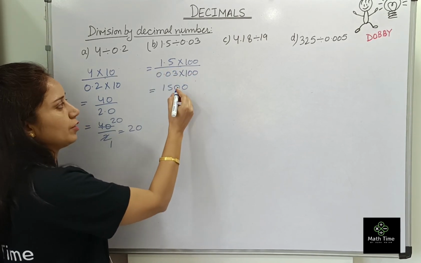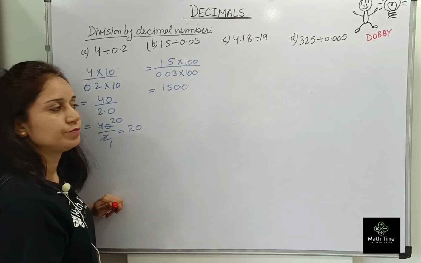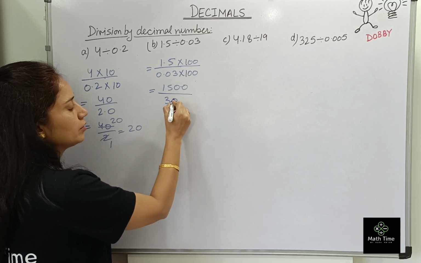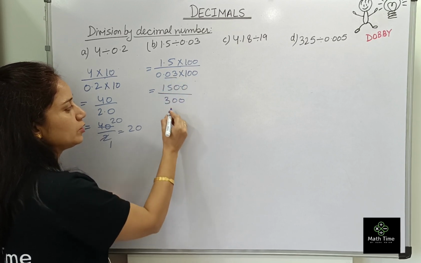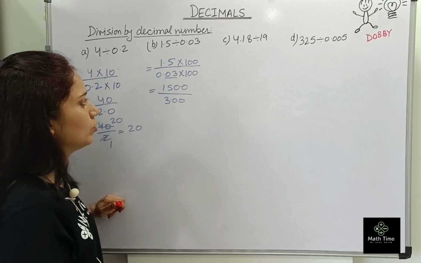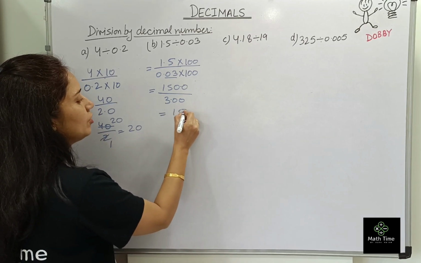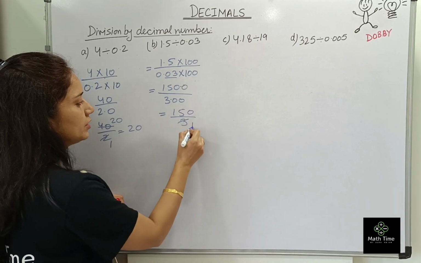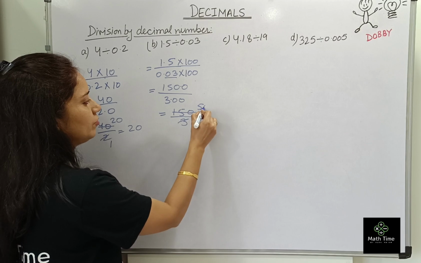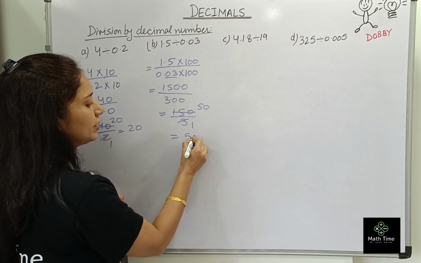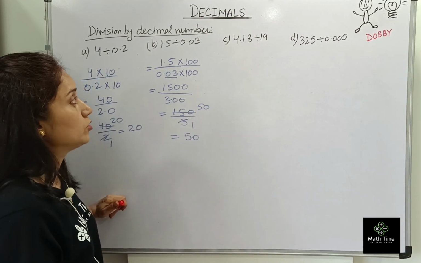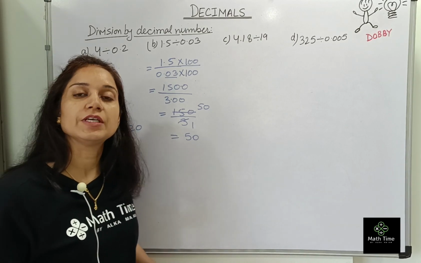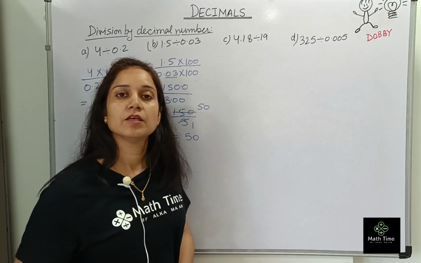So numerator becomes 1, 5 with 2 zeros at the back. And how many decimal place? 1. So it becomes 150 upon 3 with 2 zeros at the back, 300. How many decimal place? 2. So it becomes 3.0. Write it again, 150 upon 3. You can cut it now. 3 ones are 3, 3 fives are 15, 1 0 at the back. It becomes 50 is the answer. So we cannot divide a number by a decimal number. In that case, we have to turn decimal number as whole number.